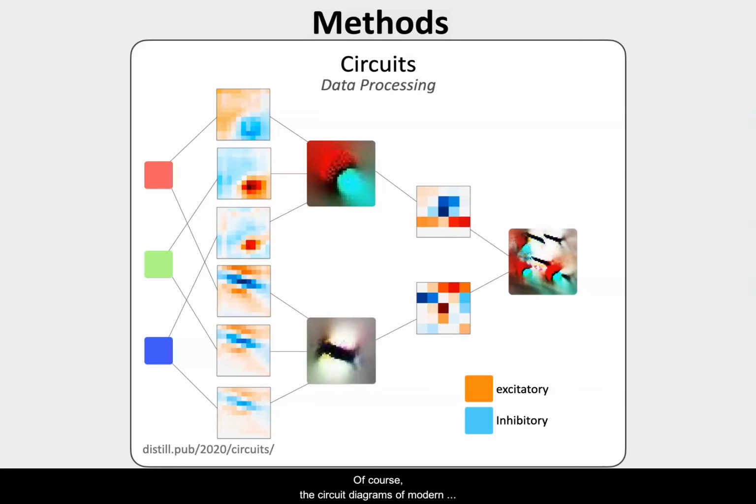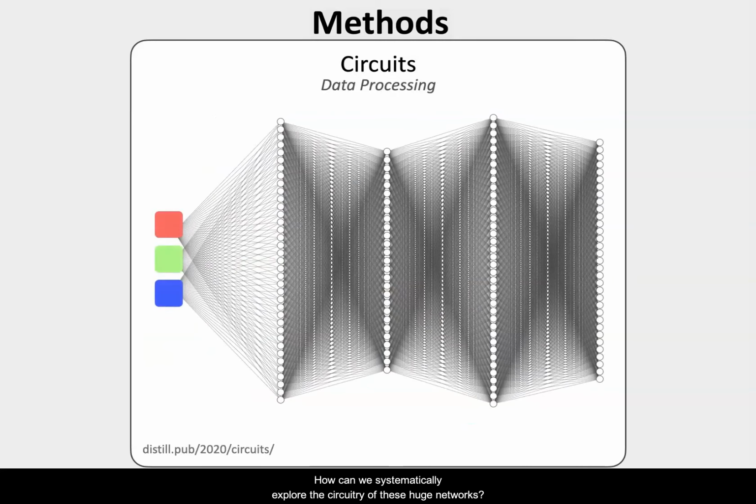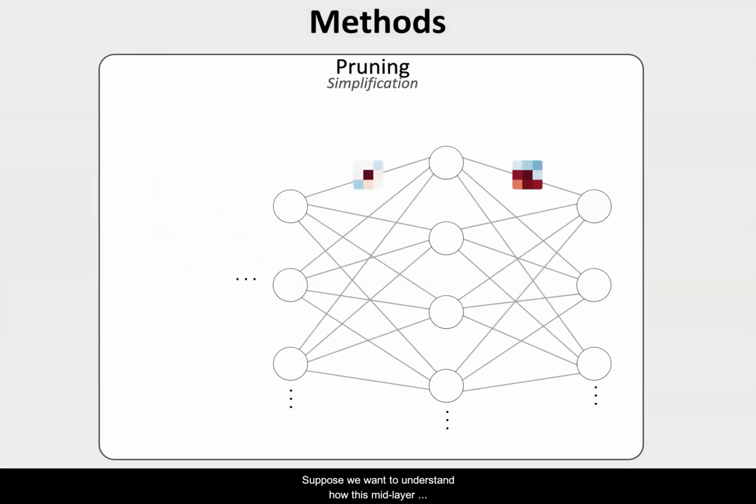Of course, the circuit diagrams of modern deep nets are way bigger than this. How can we systematically explore the circuitry of these huge networks? One possibility is to use neural network pruning. Suppose we want to understand how this mid-layer leg feature operates on images. It's got a lot of upstream circuitry. We need to know what circuits we should focus on and which we can ignore.